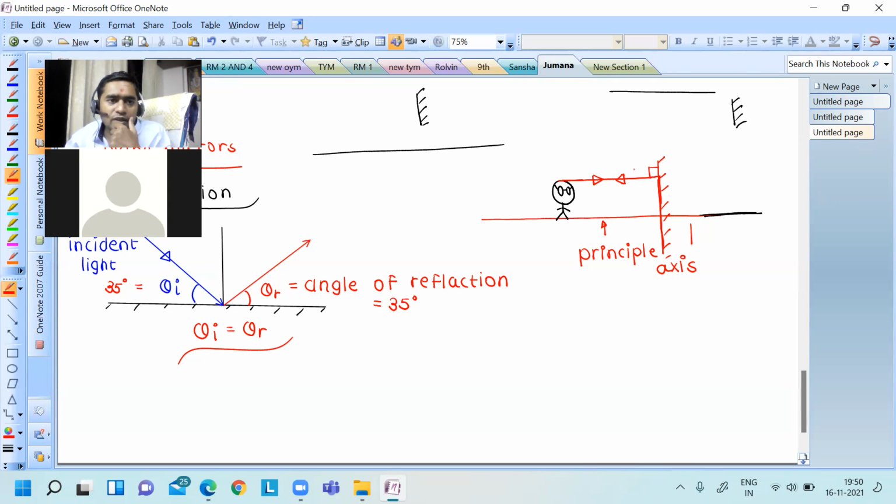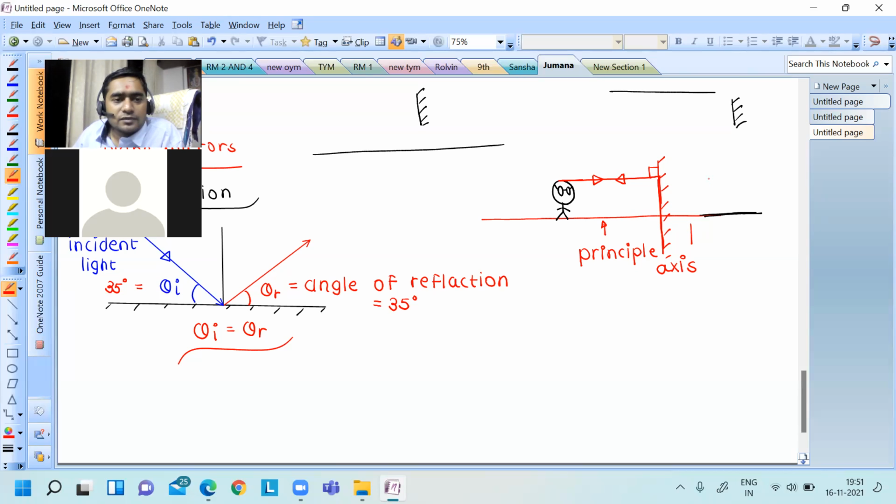Yes. Okay, but this will happen only at this angle. It won't happen for other angles. Wait, could you repeat it again? Yes, if our angle of incidence is 90 degrees, only then will our reflected ray retrace its path.